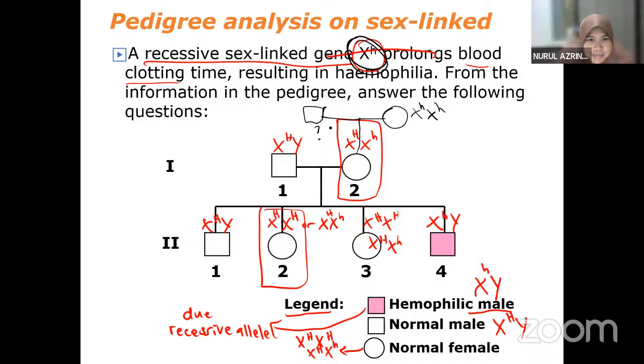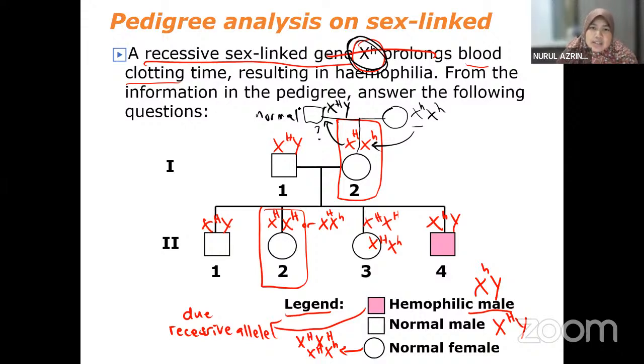Ya betul Tasha. Anak perempuan dapat dari ayah dia X capital H, dan jawapan yang lagi tepat ialah sebab apa? Tengok mak dia. Mak dia adalah hemofilia, so mak dia X small h, X small h. So confirm X small h ni datang daripada mak dia, dan dia dapat X capital H daripada ayah dia. So ayah dia ialah X capital H, Y, phenotypically normal.